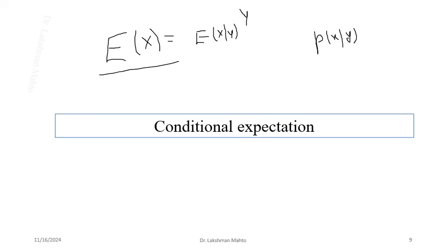So when you say the conditional probability mass function of x given y, it is conditional probability and it is no more a deterministic quantity. Why? Due to y. Y is random here. I haven't taken a specific value of y. So it is no more a deterministic quantity, it is a random variable. You can call it g of y.